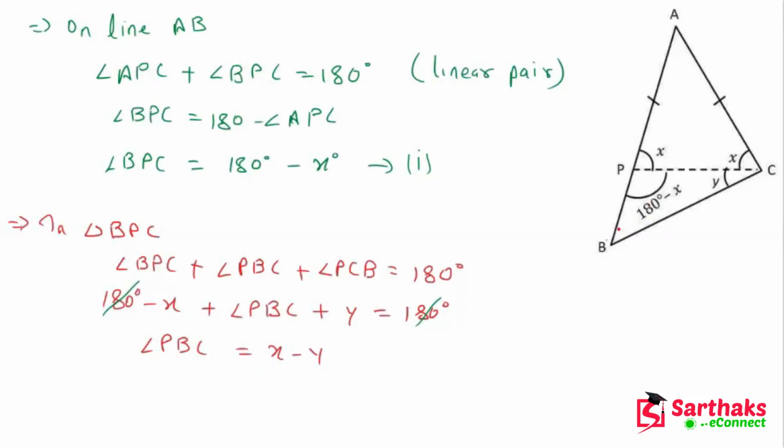Okay, so this is angle B. So we can also write angle B is equal to x minus y. So we have angle B is what? x minus y. Okay, and we know that angle C is what? Angle C is x plus y.